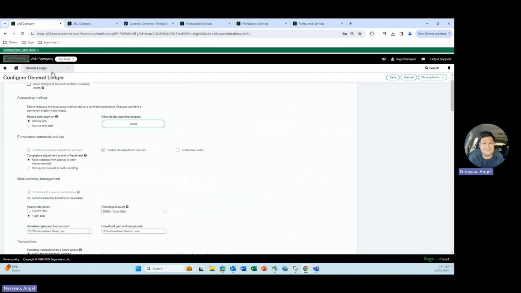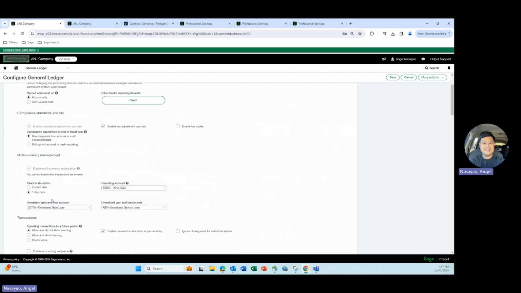look first at the configure general ledger, the basis of exchange rate for Intacct rate option. So we have chosen 1 day prior. It's because of the time zone in Australia. Having it at current rate will not be accurate and will not be complete basically. So 1 day prior. So today's date is 11/03/2024.